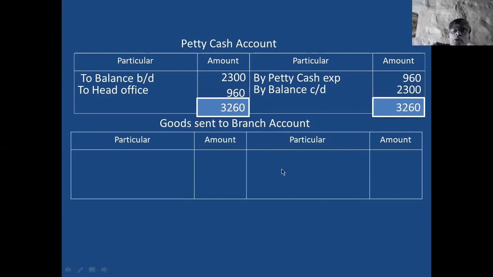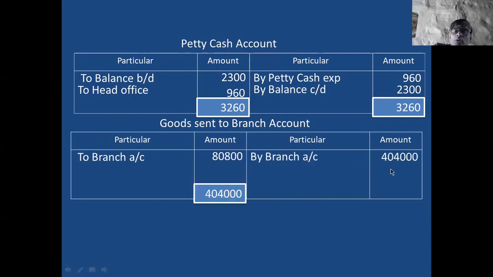Then goods sent to branch account. Debit side 80,800. From the credit side, by branch 4,04,000. Close the account. Remaining goes to trading account. Balance goes to trading account. To trading account 3,23,200. This is the point.